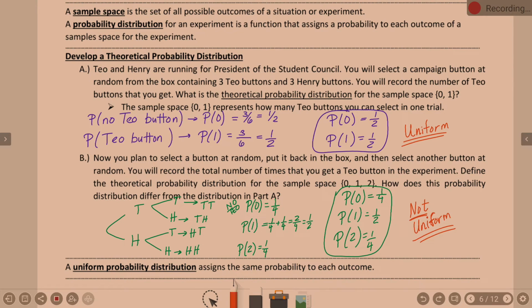Okay? And I don't know if you notice here or not, we'll talk about this later, but I'm going to go ahead and give you a heads up. What do my probabilities all add up to be? 100%, 1. Okay, 1/2 and 1/2 is 1. 1/4, 1/2, and 1/4 is 1. Or in other words, yes, you can think 100%.